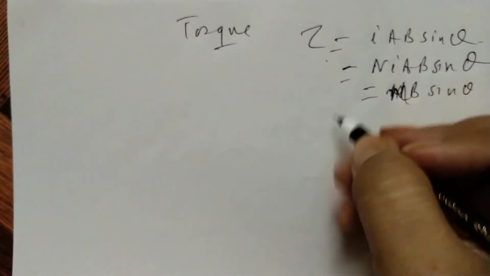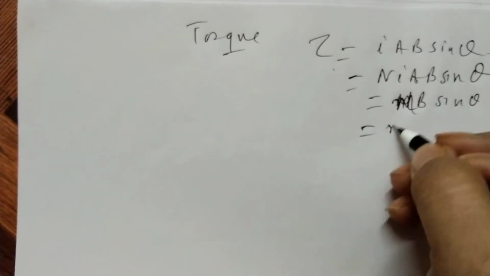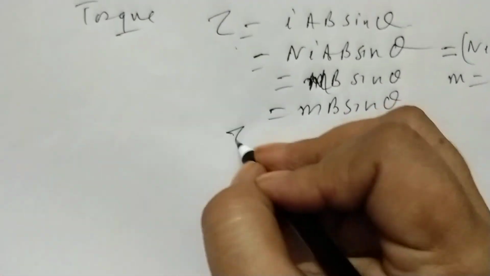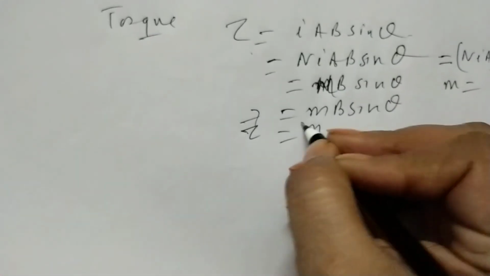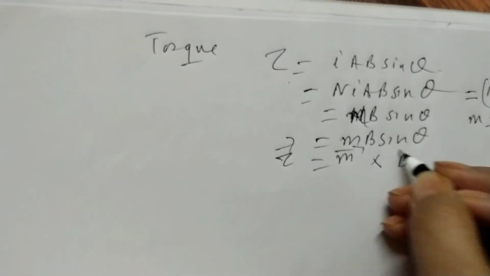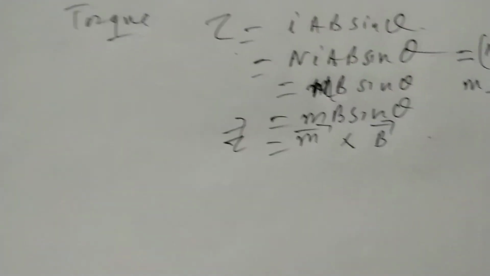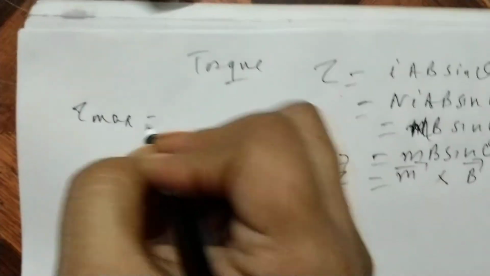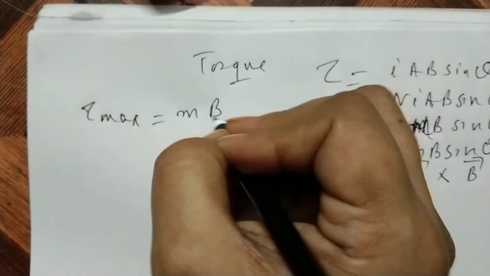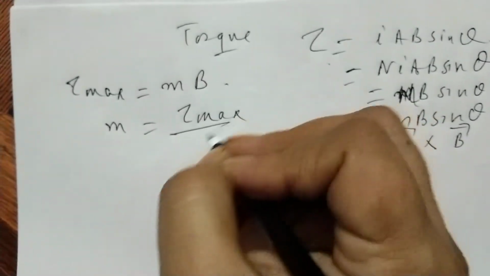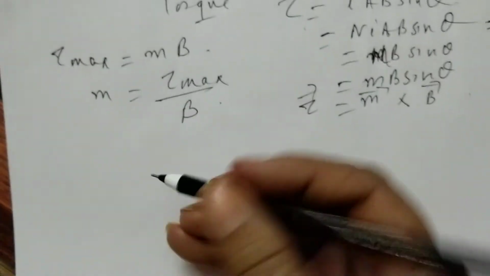Okay, so we have got torque, this is m B sin theta, or we can very well write this torque tau in vector form as equal to m vector cross B vector. So this is the formula you get for the torque on a dipole. Now if we want to find the maximum torque, tau max is given as equal to m B, or m is equal to tau max divided by B. So this is the formula we are getting.